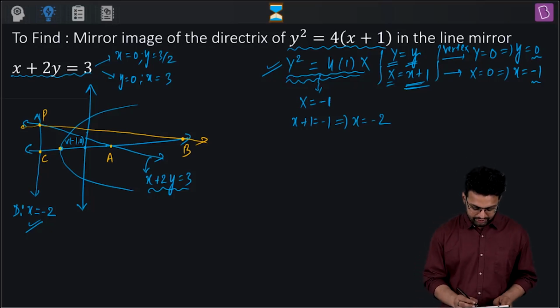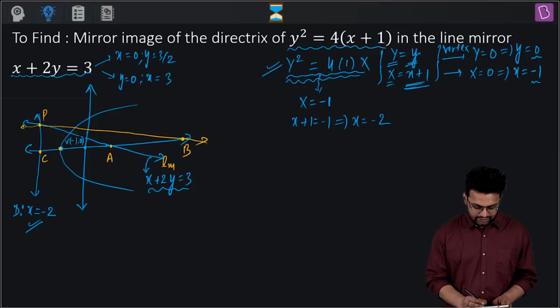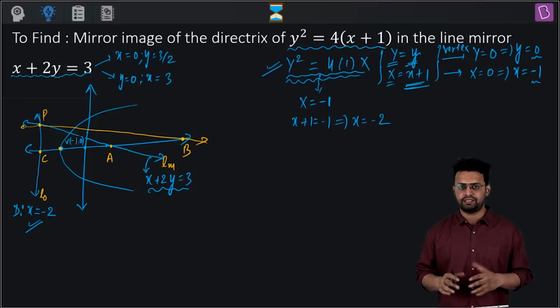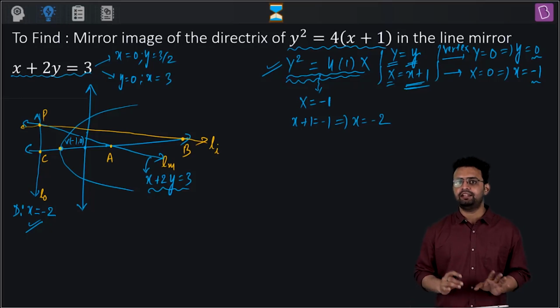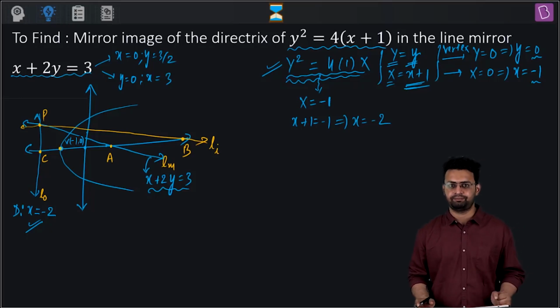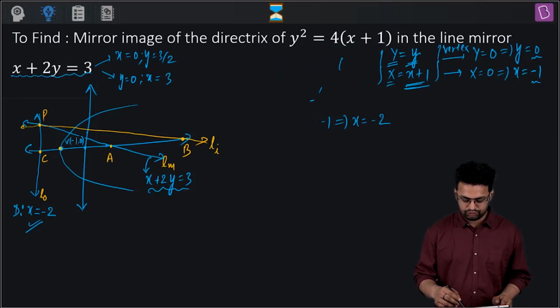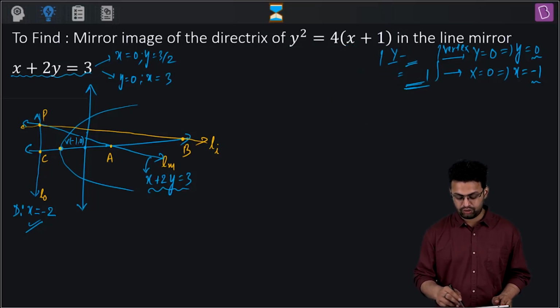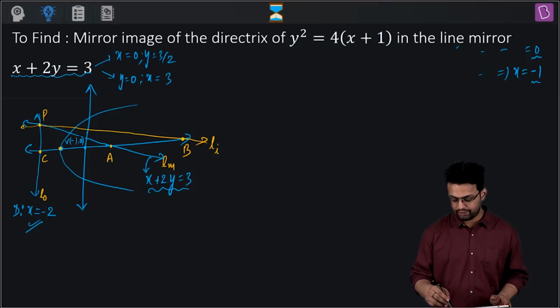And I am naming this line as L mirror. Now I'm naming this line L_O. I'm assuming this line as an object, and I'm assuming this line as an image. So L_I. Finally, we have to determine the equation of L_I. Now I'm going to remove this set of information, which we did just for the sake of determining the vertex, the focus, and the equation of the directrix of the parabola given to us.